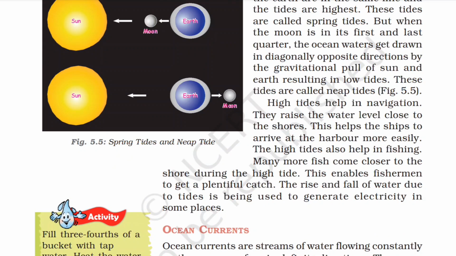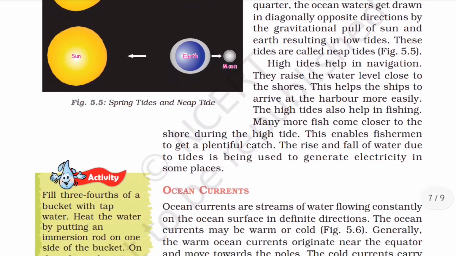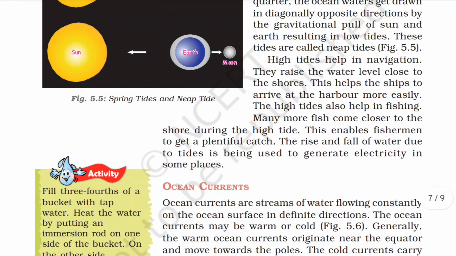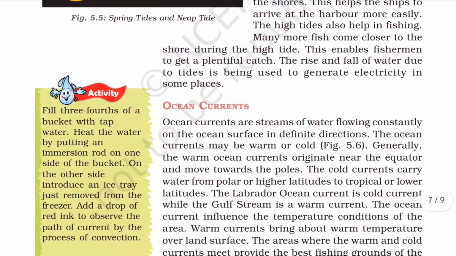High tides help in navigation. They raise the water level close to the shore. This helps ships to arrive at the harbor more easily. High tide also helps in fishing. Many more fish come closer to the shore during high tide. This enables fishermen to get a plentiful catch. The rise and fall of water due to tides is also used to generate electricity in some places.